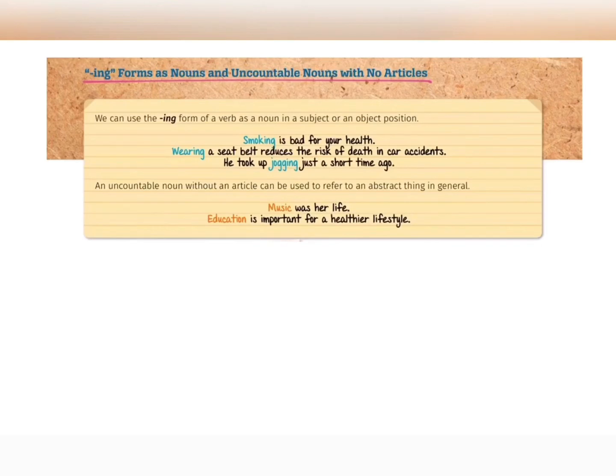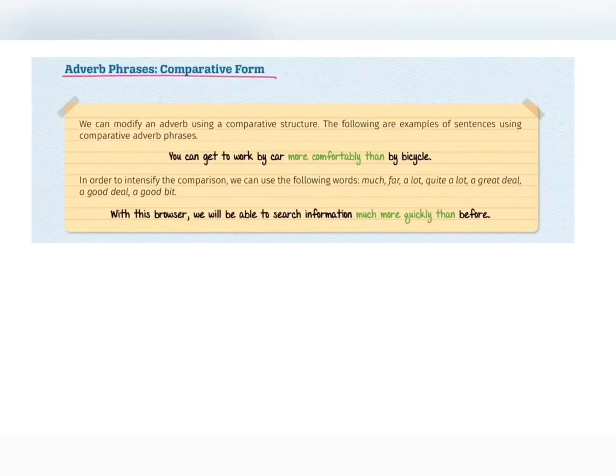It's an abstract concept. With adverb phrases in a comparative form, as with adjectives, there are different degrees when you're comparing things. You could have the positive, the comparative, and the superlative degree. But with adverbs, instead of adding an ER or EST, like we do with adjectives, what we do is add more or much more to identify what type of degree we're talking about. So if I say, you can get to work by car more comfortably than by bicycle, that would be my comparative degree because I am using more to intensify my adverb.